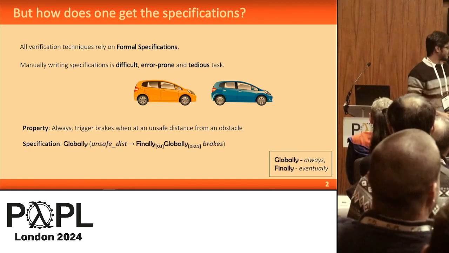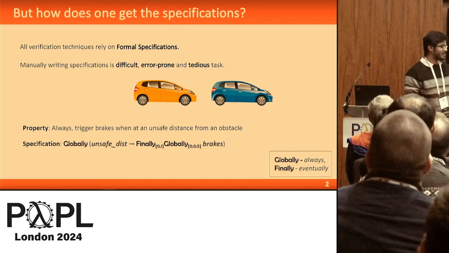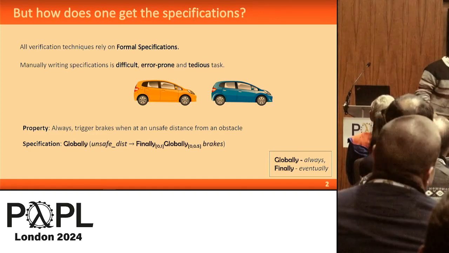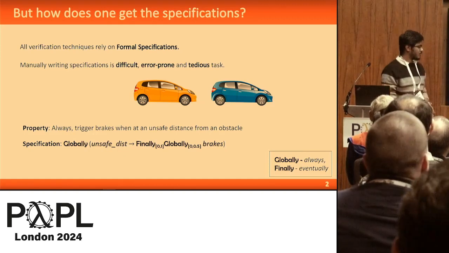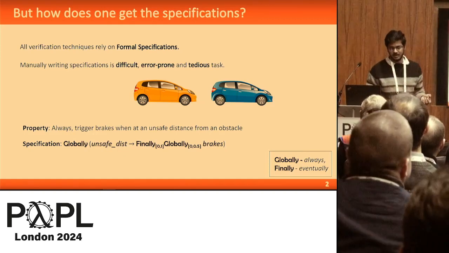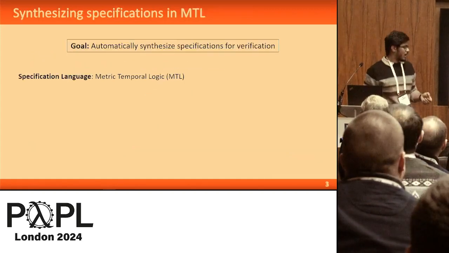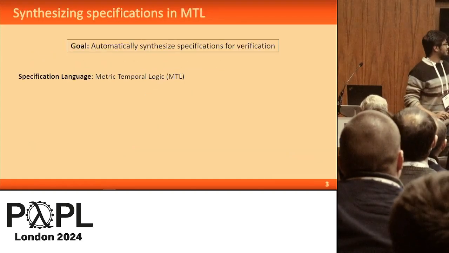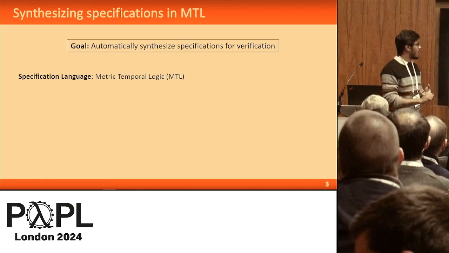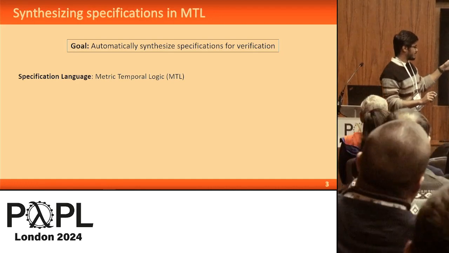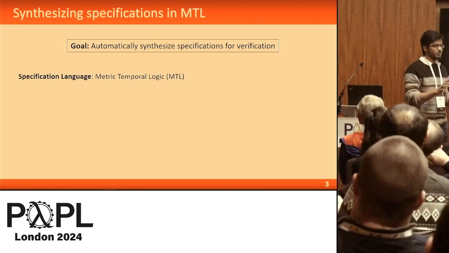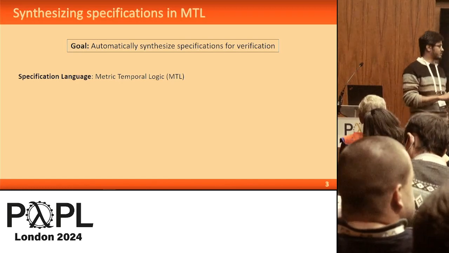Now if you look at this specification, for a human to get this correct would be almost impossible. There are the structural parts, there are intervals. This is what makes writing a specification very hard. So our goal in this work is to automatically synthesize specifications for the purpose of verification. I will be looking at a specific specification language, Metric Temporal Logic, which is a popular language for specifying properties in cyber physical systems.